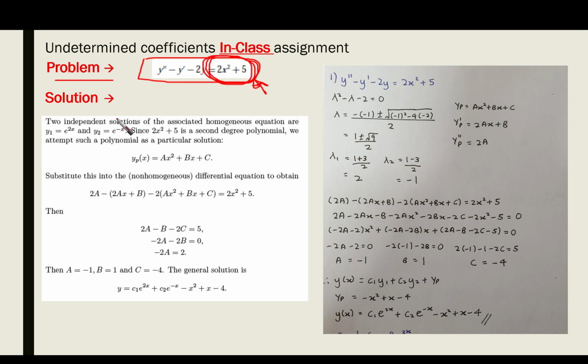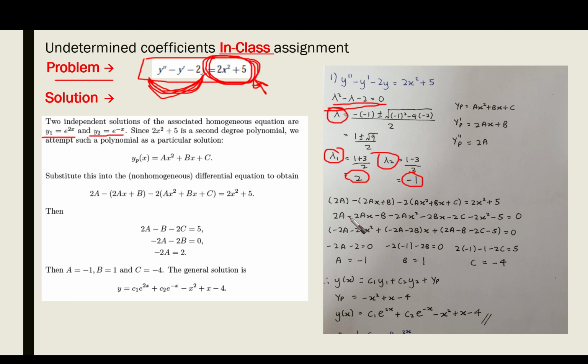Okay, now the solution for this, it is a polynomial. First of all, this is the homogeneous equation. It has constant coefficients here. So two independent solutions of the associated homogeneous equation are y1 and y2. This is actually solved here. So this is the characteristic equation, and then we have the lambdas: lambda 1 equals 2, lambda 2 equals minus 1.